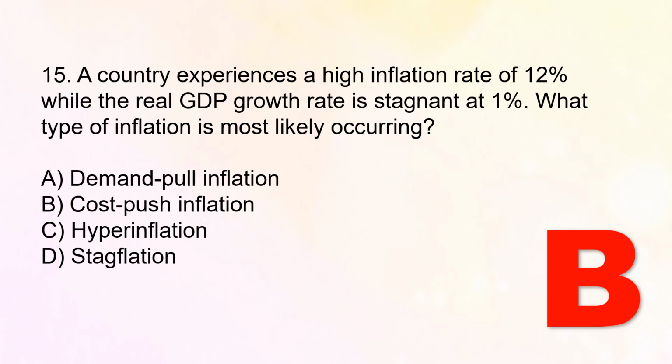Letter A is incorrect because demand-pull inflation happens when excessive demand causes inflation, which is not the case here. Letter C is incorrect because hyperinflation is an extreme form, like over 50% inflation per month. Letter D is incorrect because stagflation includes high unemployment, which is not mentioned in the scenario. So only letter B is the correct answer.